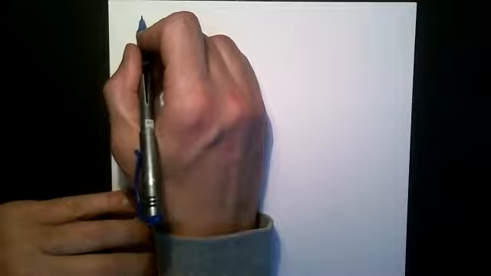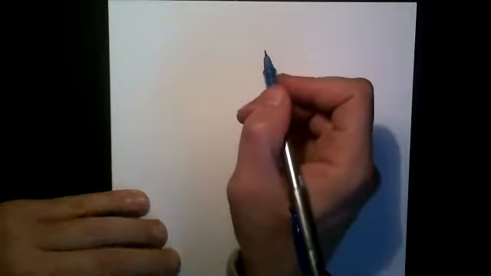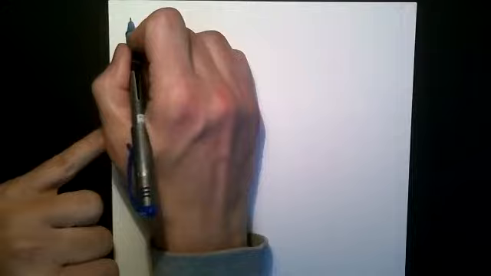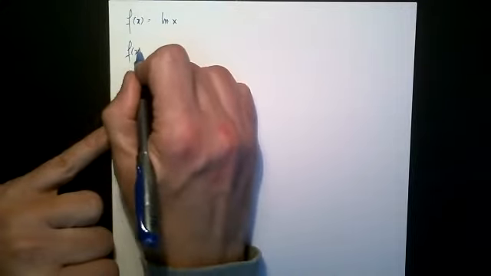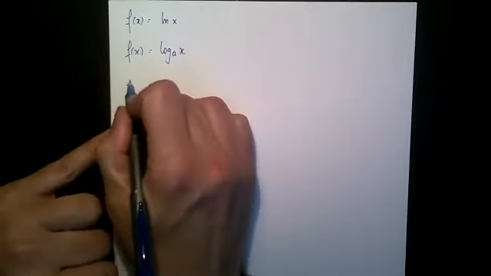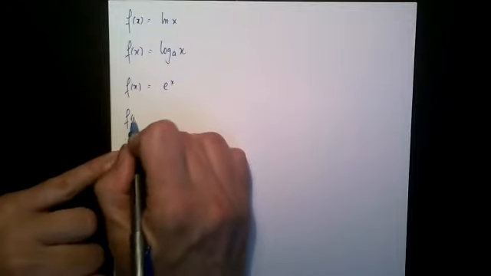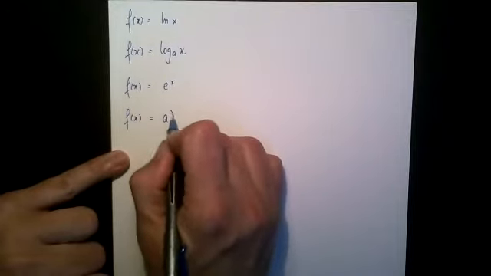Let me restate all the 4 derivatives that I mentioned last class. Okay, so these were the following. If f of x is equal to ln x, then we said if f of x is equal to the log in base a of x, then if f of x is e to the x, and then if f of x is a to the power of x.